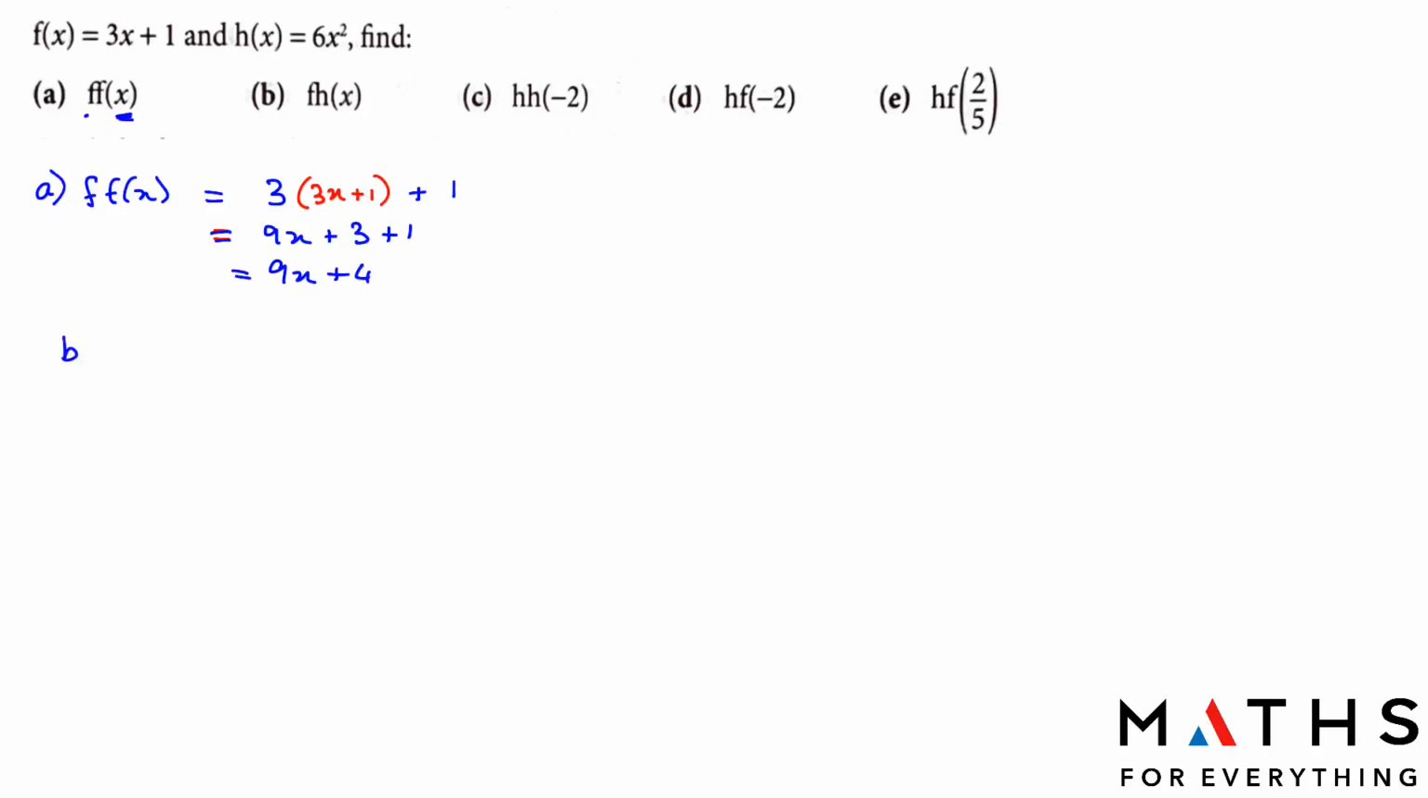For B, we have f of h of x. Again, write the function which is outside, which is f of x, 3x plus 1. Now erase your x and replace it with h of x, which is 6x squared.